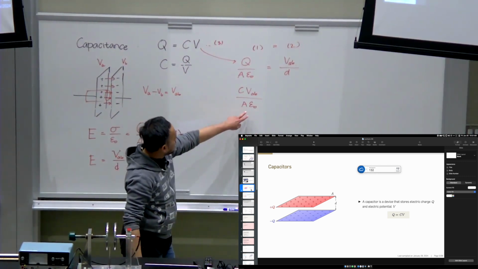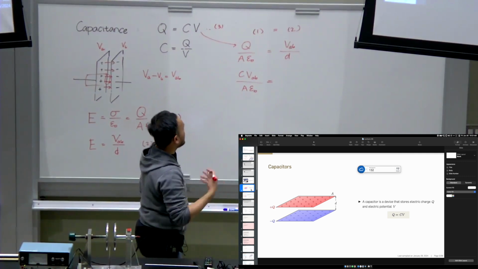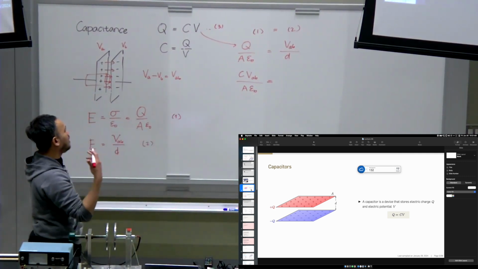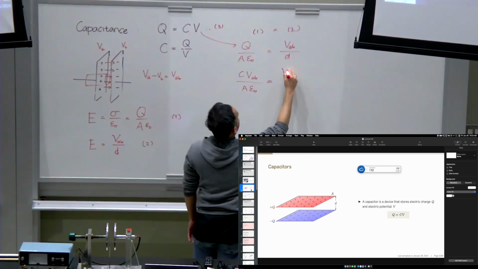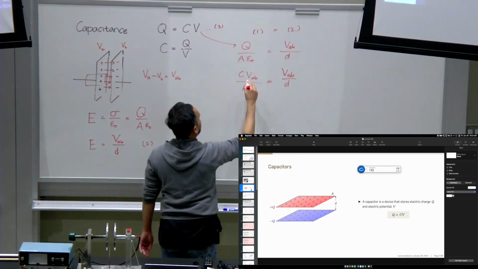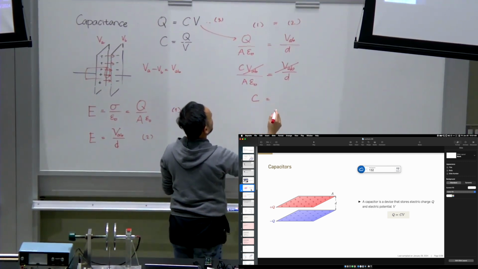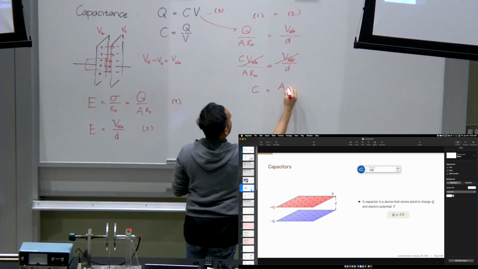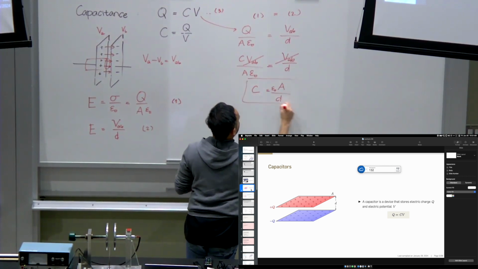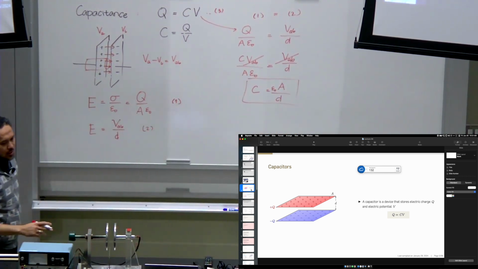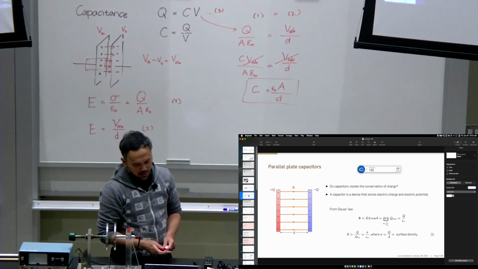Again, epsilon naught is the permittivity of a vacuum, which is just a parameter that describes how electromagnetic fields and waves travel in a vacuum. VAB divided by D. So we are almost there. So this VAB cancels. So C is equal to, I like to put epsilon naught in front, A divided by D. So this is the formula that you used in homework 2, and also when you were reading.